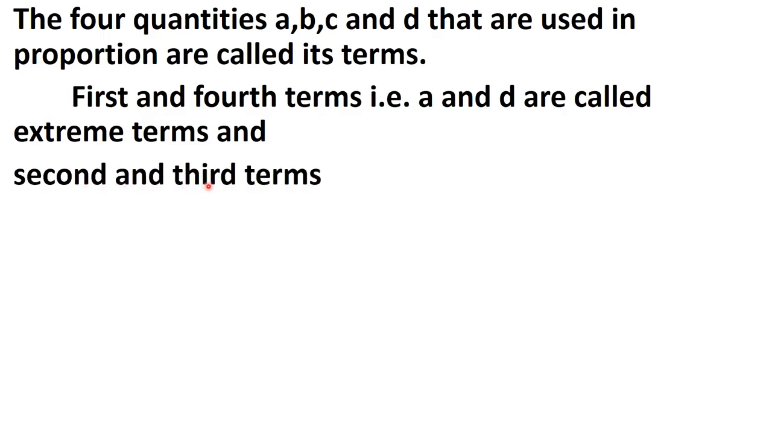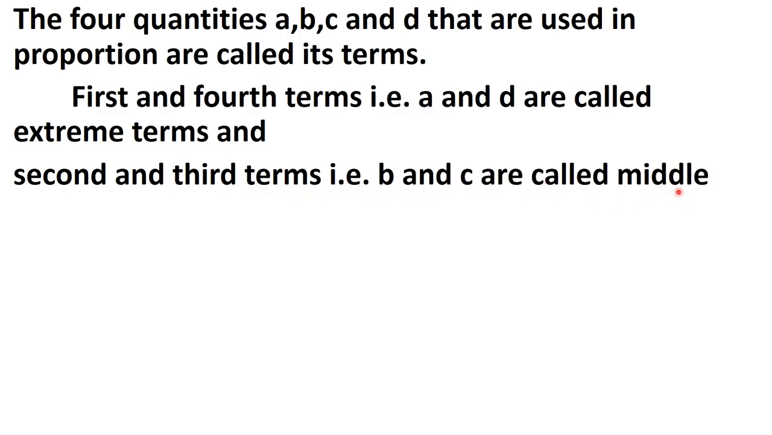The second and the third, that is the middle ones. These two terms, that is B and C, are called the middle terms. They are in the middle, so they are called middle terms, or we can also call them means.